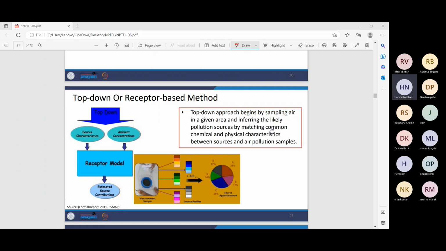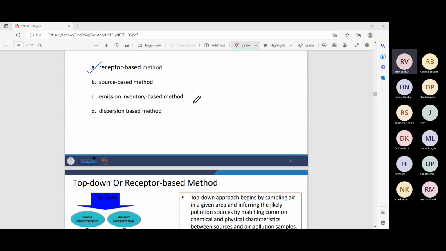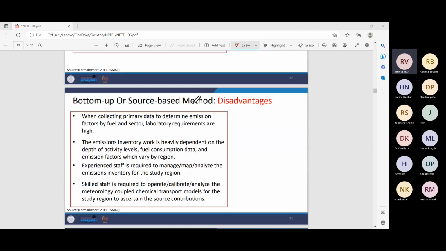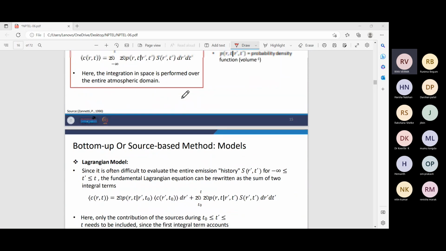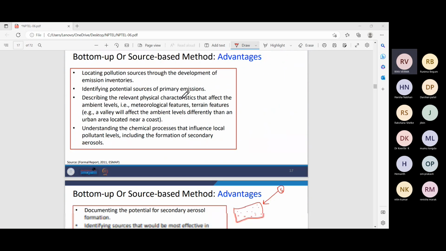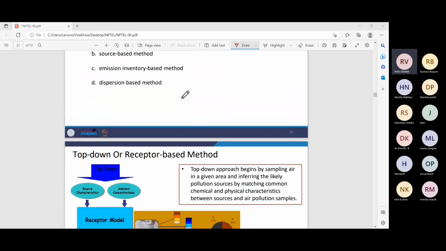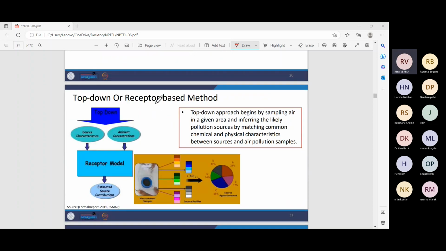But for both top down and bottom up, we use receptor models, ma'am. No, for bottom up, we use different models, for example, your Gaussian and Lagrangian models. And for your top-down approach, we use receptor models.